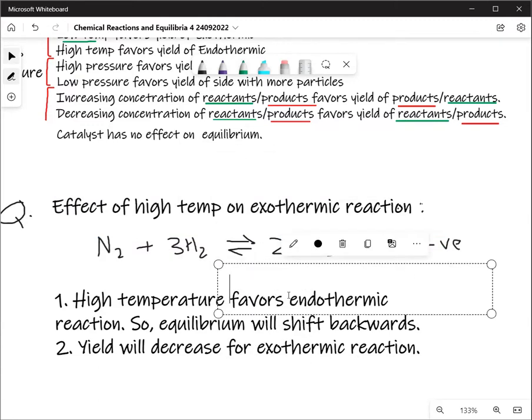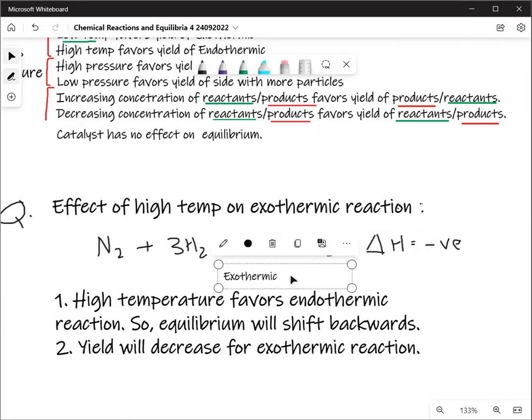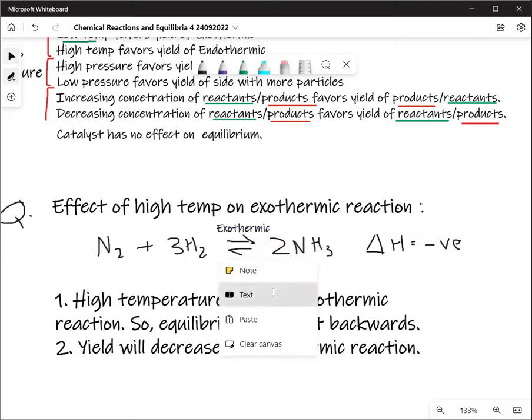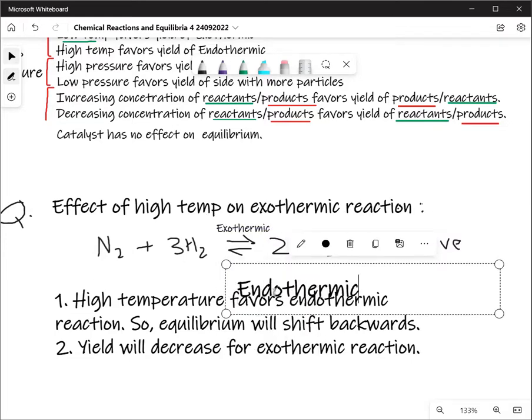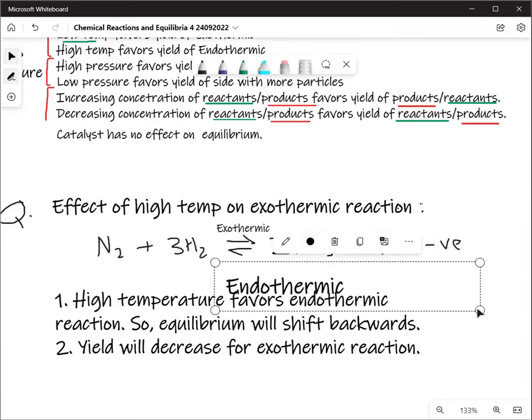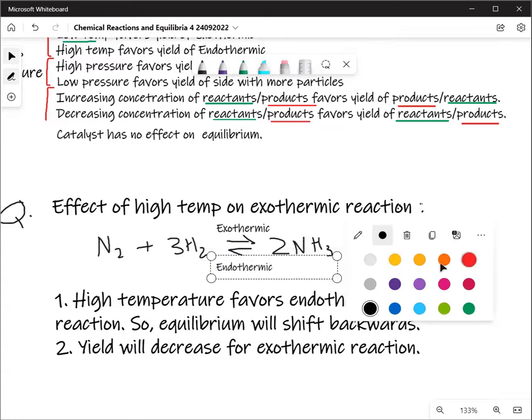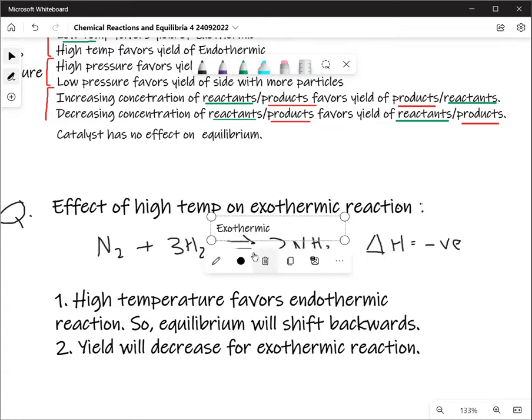The forward reaction is exothermic, okay? Then what is the backward reaction? Endothermic. So if the forward is exothermic, the backward must be endothermic. That's the backward, and this is the forward.